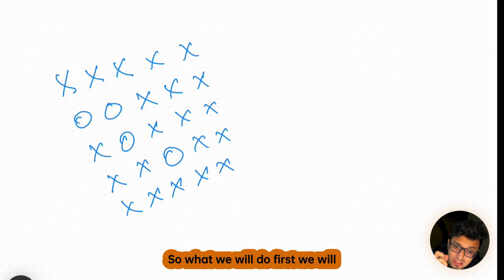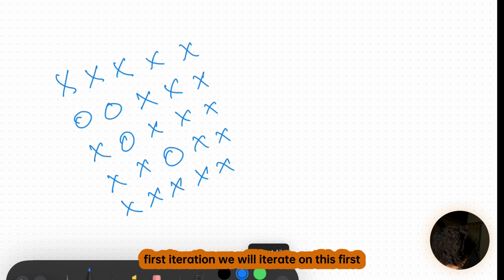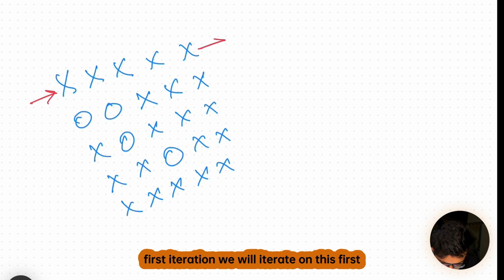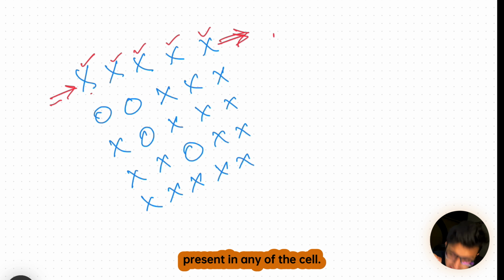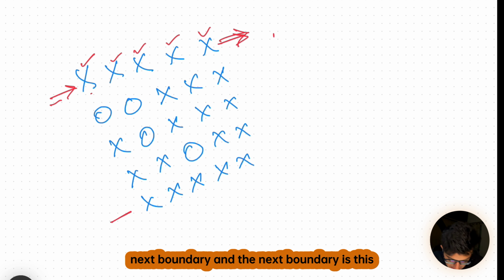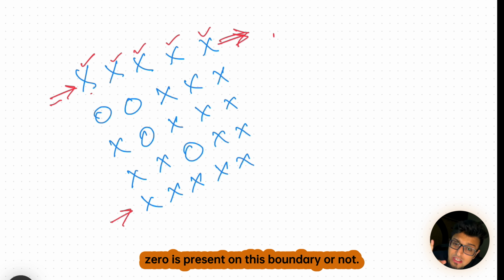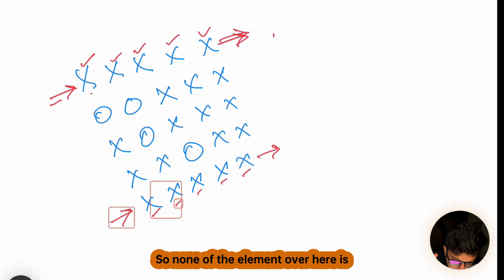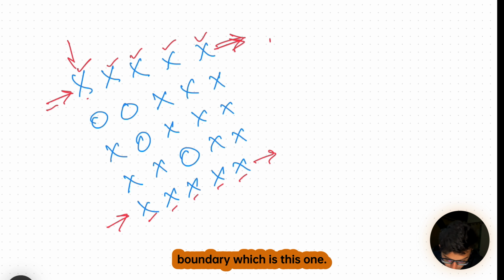So first we will start our simple iteration on the boundaries. Let's take an example that for the first iteration, we will iterate on this first row, and we will try to find out whether there is any zero present over here or not. So here you can see 0 is not present in any of the cells. So it is not a problem. So we will check the next boundary, and the next boundary is this one. Here we will again check whether any 0 is present on this boundary or not. None of the elements over here is 0. So not a problem. Now we'll check the next boundary, which is this one.